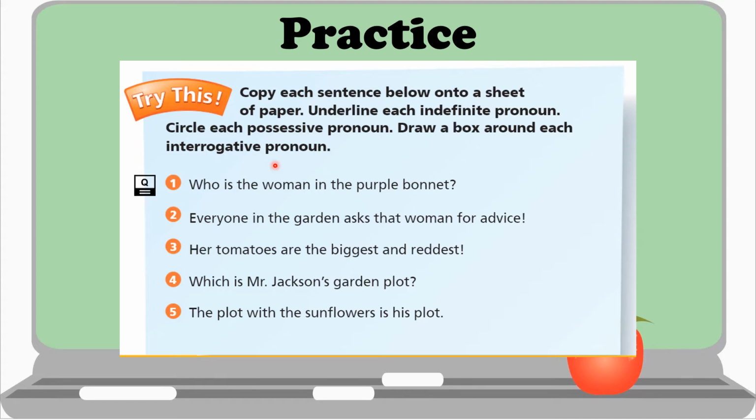Number 1, who is the woman in the purple bonnet? So what is your pronoun in here? If your answer is who, then you are correct. As we have mentioned in the instructions, we have to draw a box around the interrogative pronoun. So who is an interrogative pronoun because it asks a question.